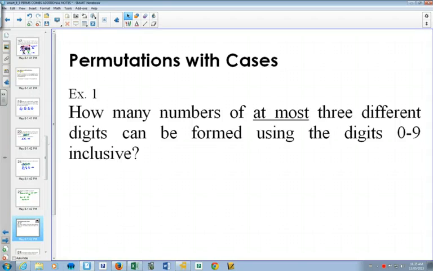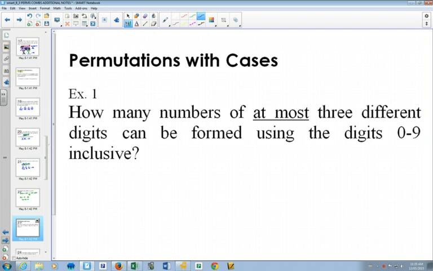So the last strategy that we're going to look at is that sometimes you're not able to count all of your permutations all at once, and you have to break them up into separate cases. One example would be counting number questions like this one. How many numbers of at most 3 digits could be formed using the digits 0 through 9?